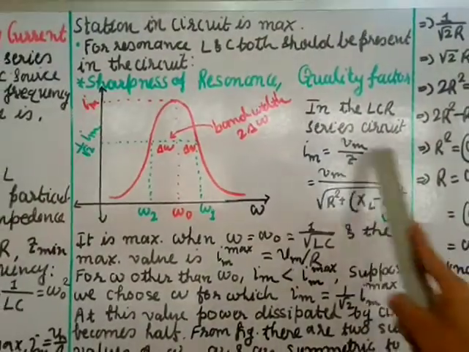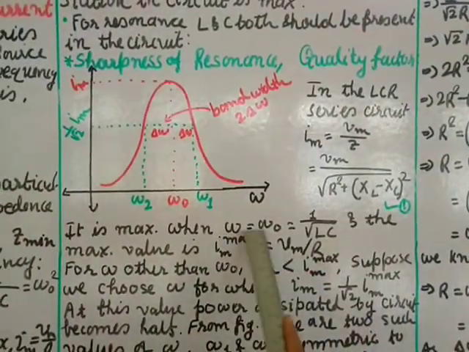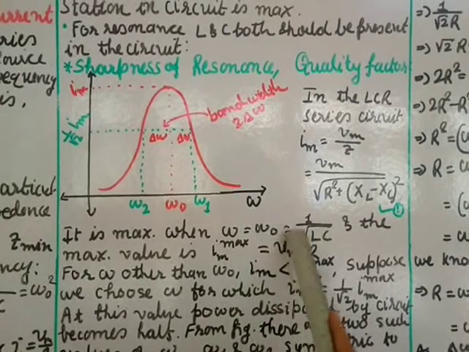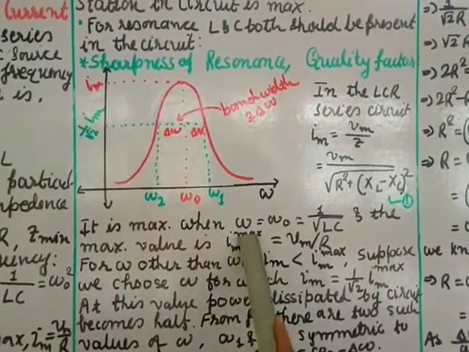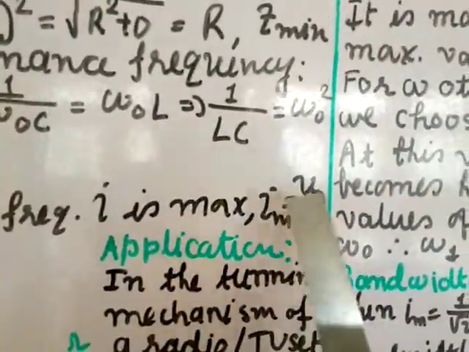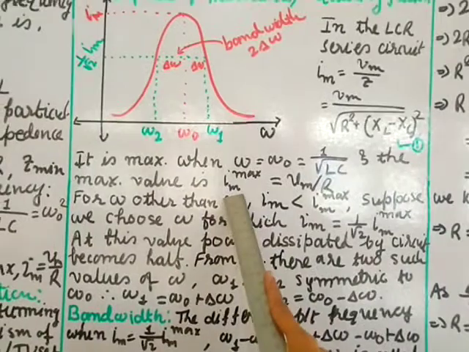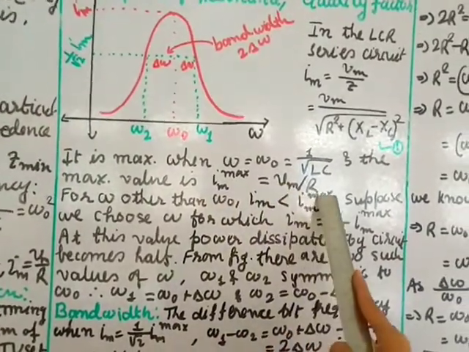So this value is maximum. Current is maximum when omega becomes equal to omega naught, and it is equal to 1 by square root of LC. And the maximum value is Im maximum is equal to Vm by R. Okay, this is the one I am writing. Current maximum is Vm by R. So Im maximum is equal to Vm by R.